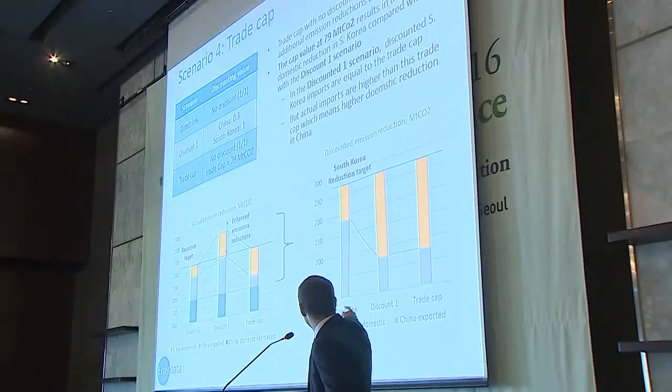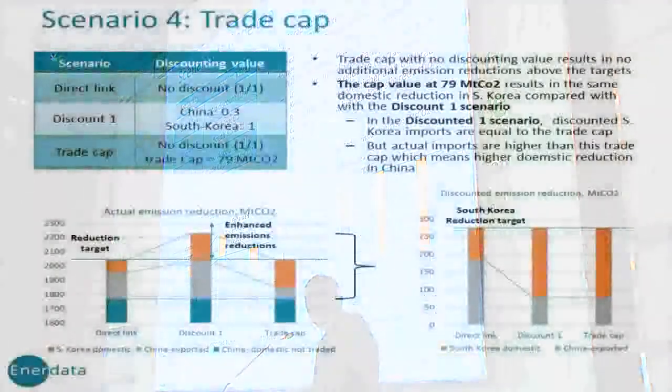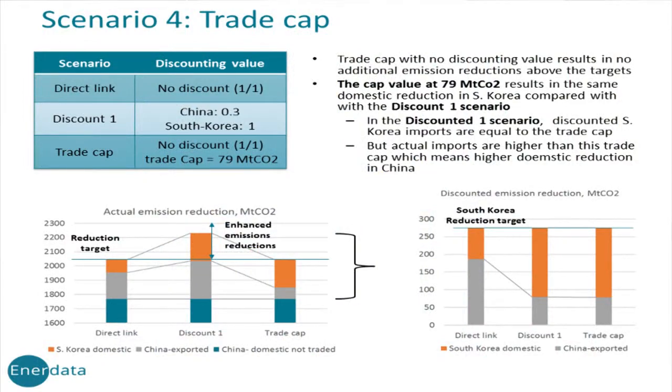So the scenario is this optimal discounting value. So you can see in this graph that in orange, domestic reduction in South Korea is the same. You can see it also on the graph on the left. So with a trading cap, you are sticking to the reduction target. You are not overachieving it. And of course, you are limiting your imports from China compared to the direct link or from the discount one scenario.